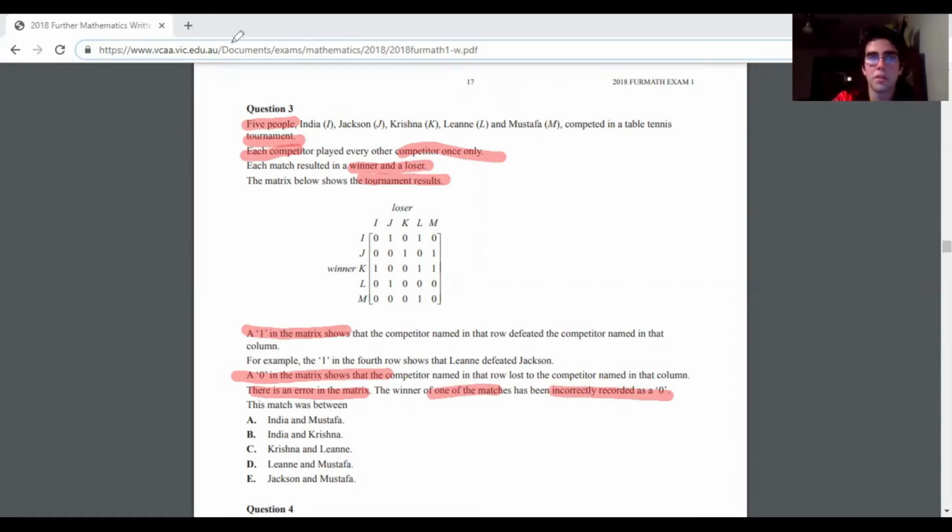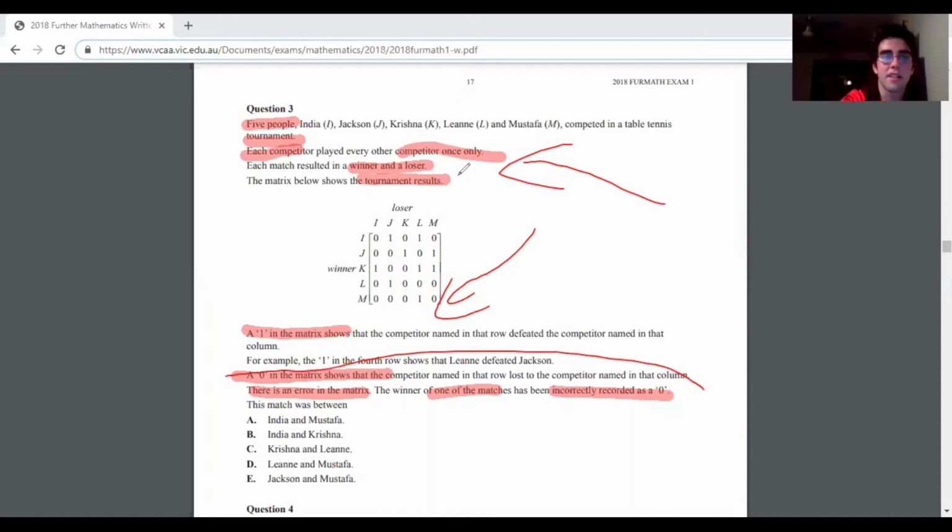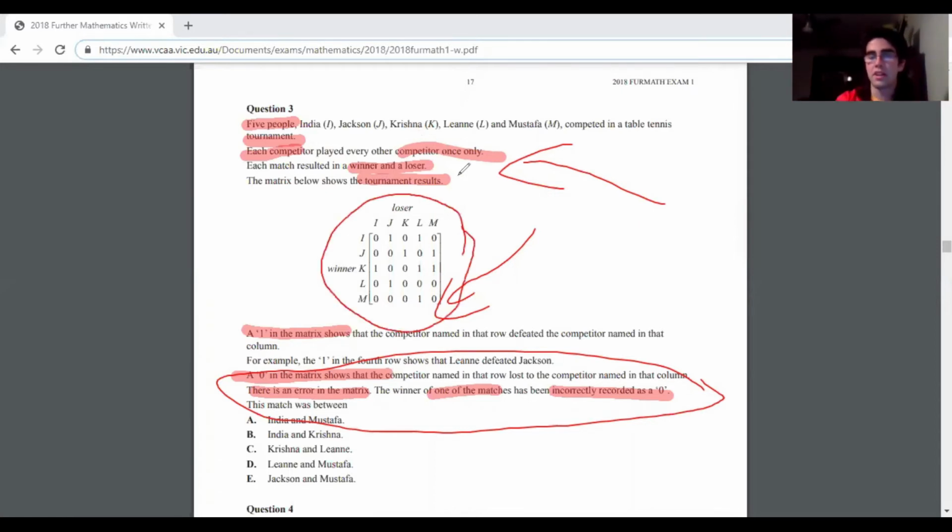What you'll notice here is we don't get much key content. It is all in this last sentence. There's an error, and one of the matches is incorrectly recorded as 0. So what that means is both on the losing side and the winning side, we're going to get a 0. Now, if we think about that in the context of this matrix, what is that going to look like?